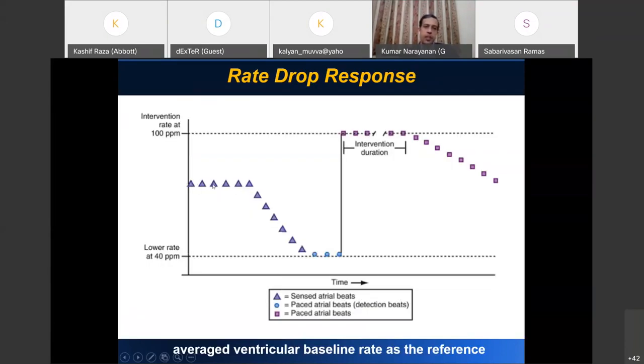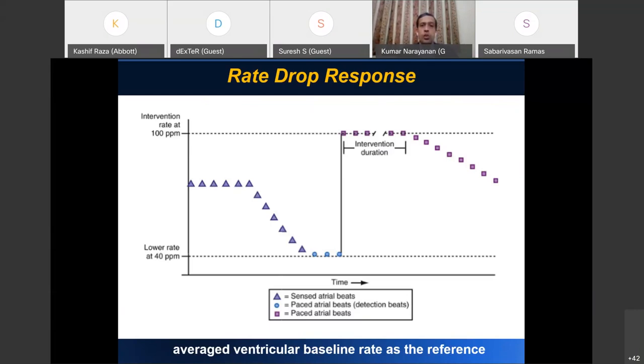So here the patient was having his own intrinsic heart rate. Here is the pacemaker which has been programmed to a lower rate of 40 beats. Programmed with such a lower rate limit, because if you are implanting it for an indication of a vasovagal syncope, most of the time the patient has his own conduction system. He doesn't have conduction system disease.